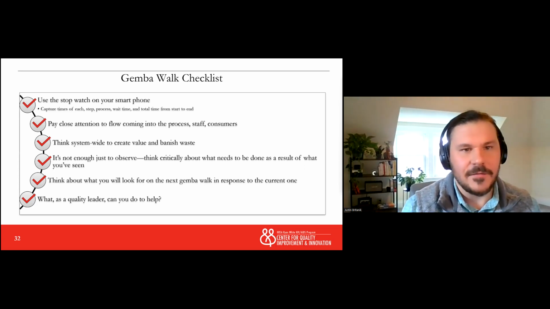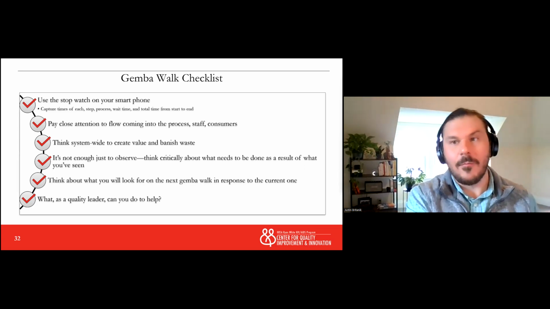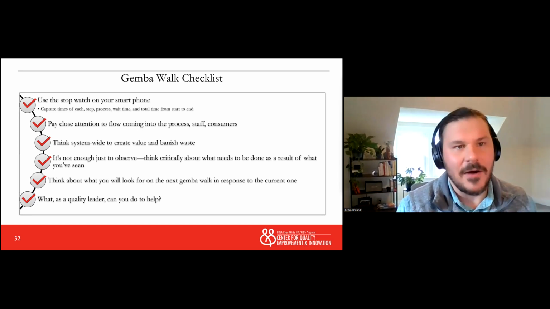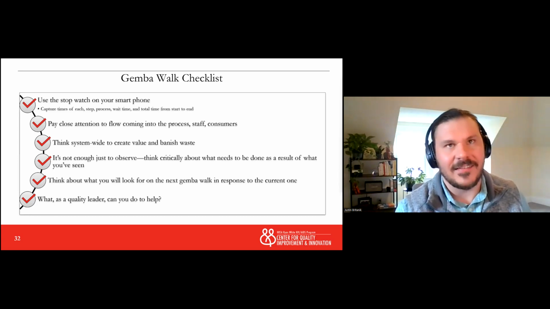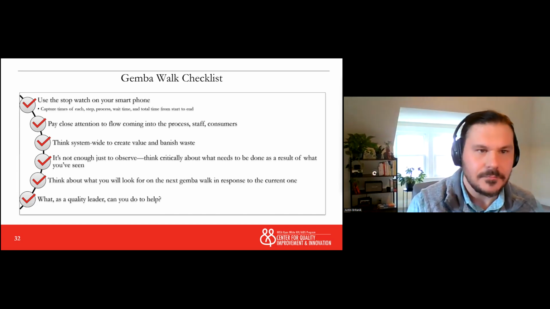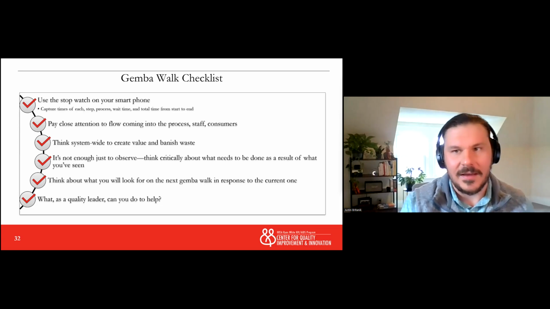We want to pay attention to flow coming into the process, especially for staff, consumers. Basically, when the process starts, what are we already on the hook for, right? It's really helpful when working across silos, because the problem might be even further upstream than the process we think we need to improve. Again, think system-wide to create value and banish waste. We don't want to optimize one step in the process. We want to make the whole thing valuable.